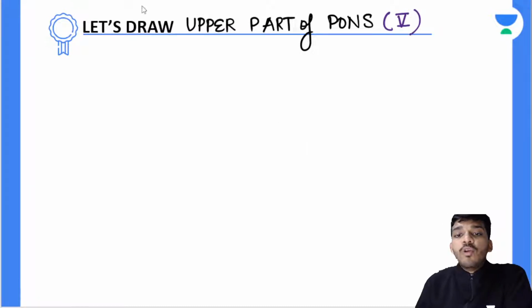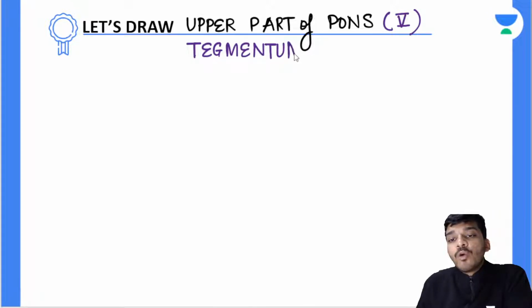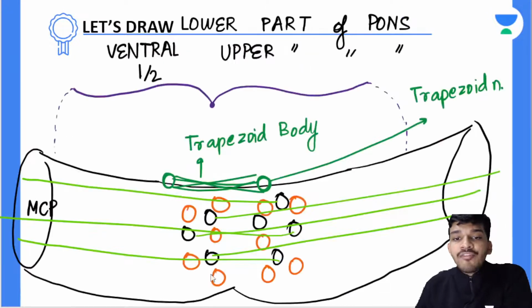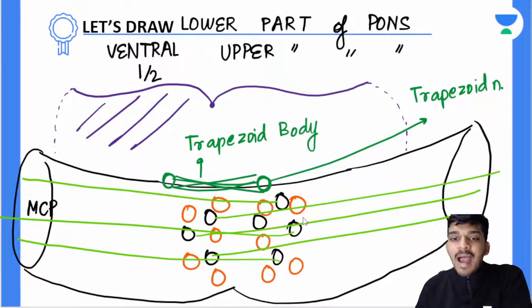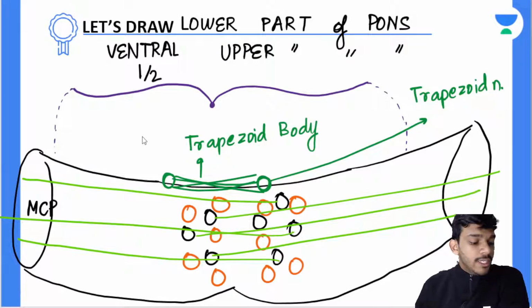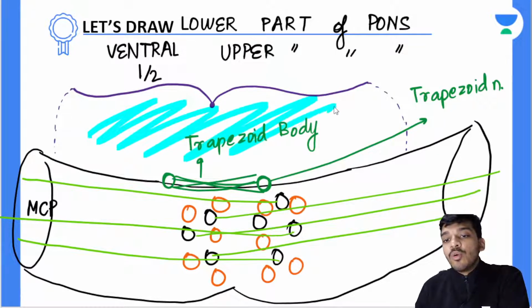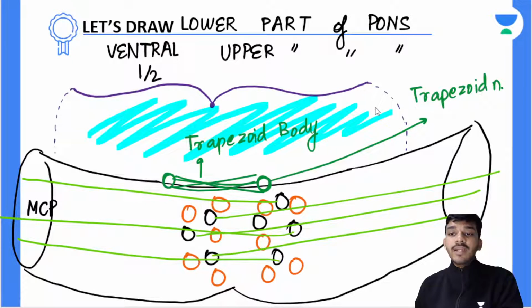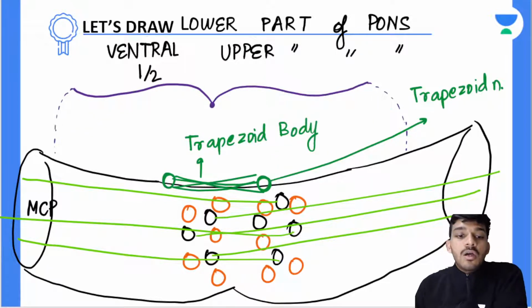Okay, and we will only be drawing the tegmentum because I told you that the basilar part or the ventral part of the pons is exactly the same. Please don't forget to draw this in front. So I'm only drawing this region. This is going to be the same as I've taught you in part 1. So we are only drawing the tegmentum here, this shaded region.